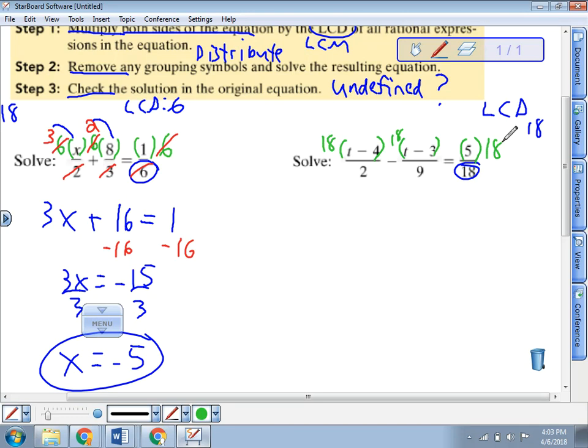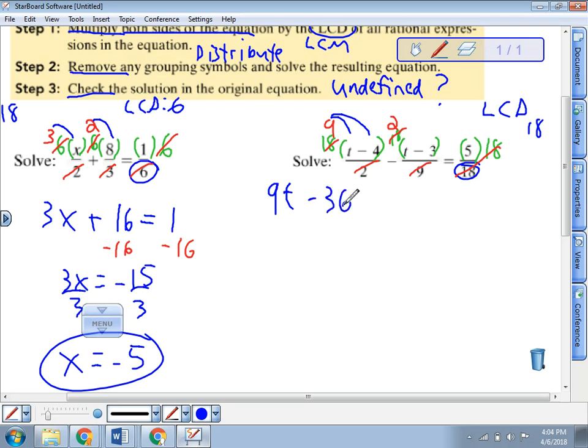And let's take a look at what happens. All right, the 2 cancels out, it goes into there 9 times. 9 cancels, that goes into once, goes into here twice. The 18s cancel out. Now, here's the key part, all right? It says remove any grouping. That means distribute. That's why the parentheses are important. So I'm going to end up with 9t minus 36.